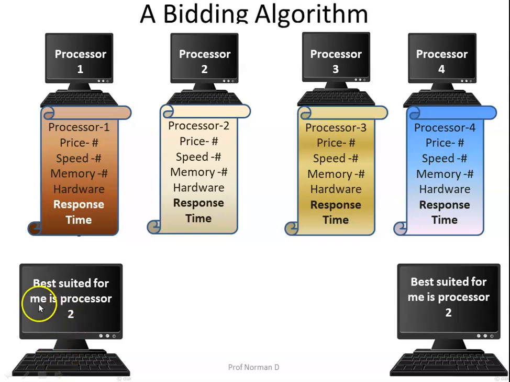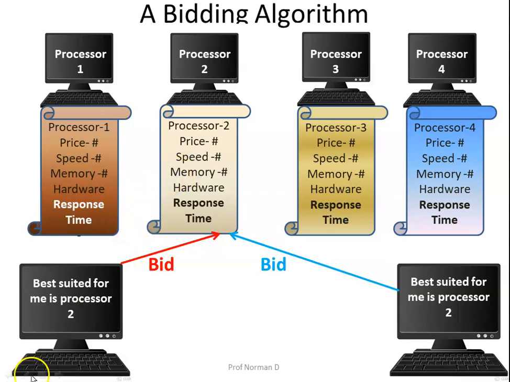So now you can see that this particular machine has found that processor 2 is the best suited to execute its task, and this machine also has identified that processor 2 is the best suited to execute its task. Now both the machines will generate something called a bid message and send the bid message to the first choice they have made.